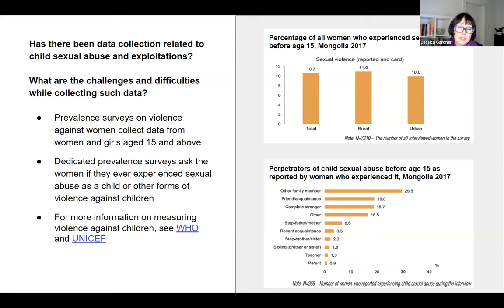But more importantly, dedicated prevalence surveys do ask the women and girls they interview, they never interview children, about their experiences of child sexual abuse as a child. We can see some data here from the Mongolia survey in 2017, which found that around 11% of women in that sample had experienced child sexual abuse, and we were able to find a little more information about who had perpetrated the violence against them.